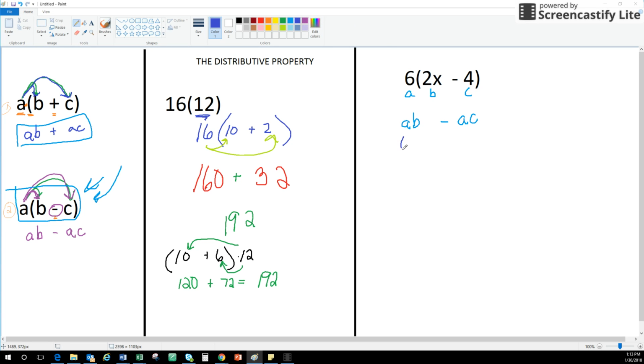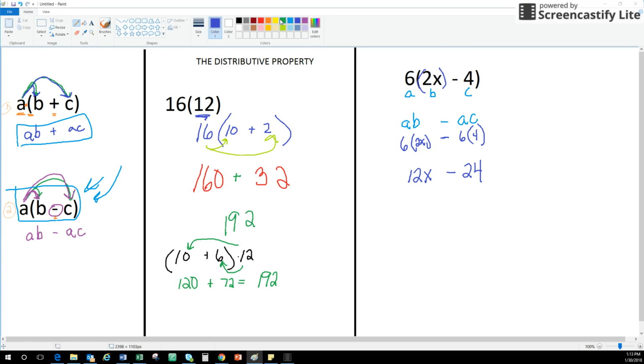Well, A is 6, B is 2x. And notice I keep these linked together, because the subtraction sign is what's actually defining the B and the C here. For the C, again, A is 6, C is 4. Now I can look at this and say, well, 6 times 2x is 12x, minus 6 times 4 is 24. And there I just distributed.